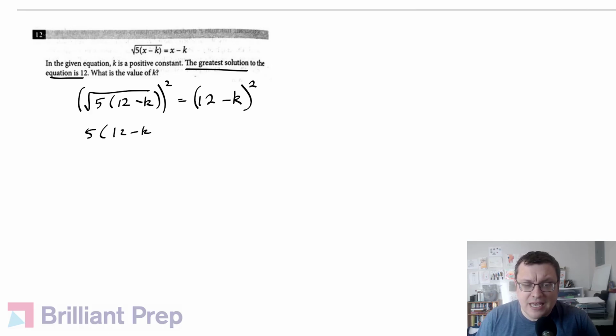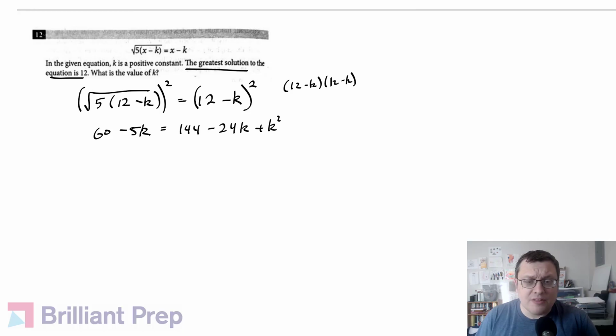5 times 12 minus k, the square root is canceled by the square on the right side. And here I've got to FOIL this. There is maybe a shortcut where I wouldn't have to FOIL this, but we'll do it this way first. So we'll go ahead and FOIL this out because it's just 12 minus k times 12 minus k. So we have to bring in that middle term. Let me actually just expand this. This will be 60 minus 5k. And let's bring everything over to the right side, I guess. So I'm going to get k squared minus 19k plus 84 is equal to 0.